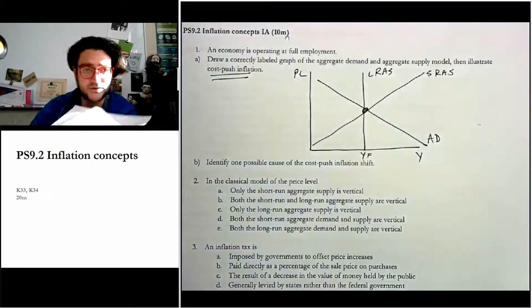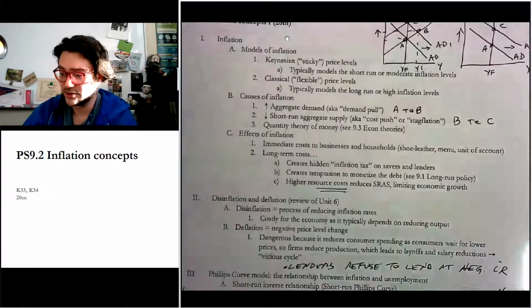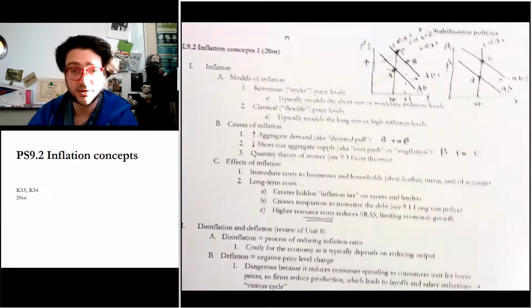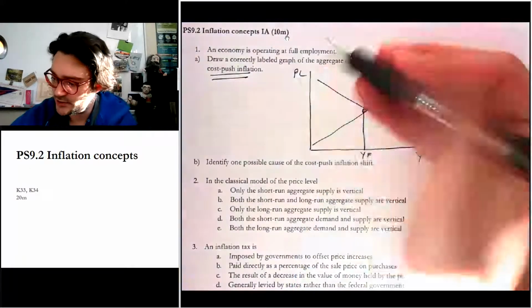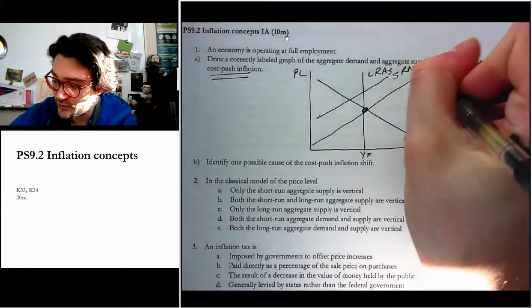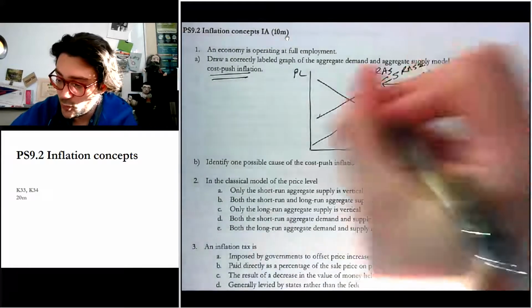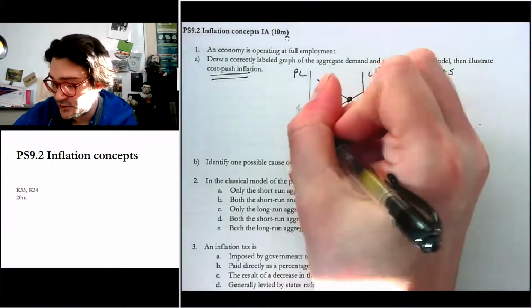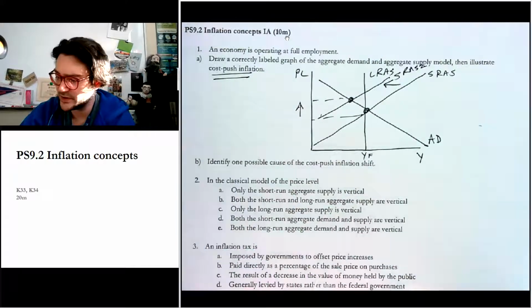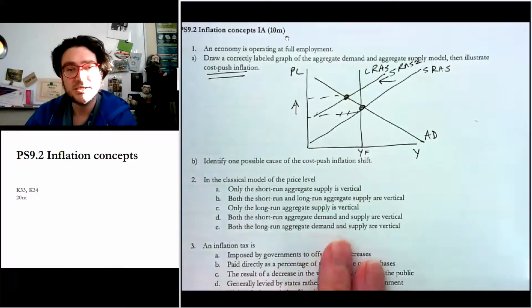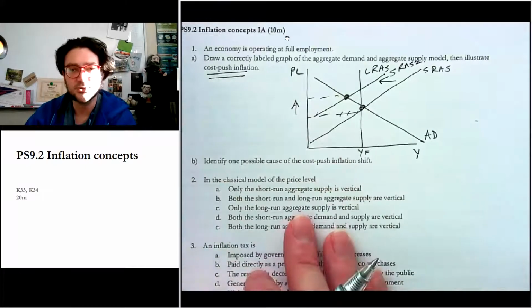And if you have your notes from before, you can look at it and go, causes of inflation, cost push. And that's decreasing short run aggregate supply. So we just go, wee, and decrease aggregate supply. You make that noise when you do it, wee. And then we illustrate cost push inflation by just putting an up arrow, right? And that should be more of like dashes than a straight line. And then it says, identify one possible cause of the cost push inflation shift.